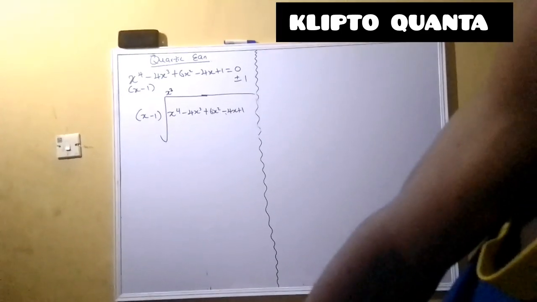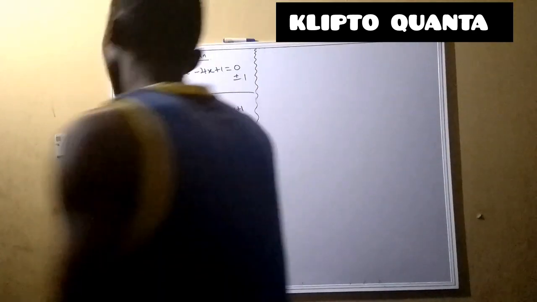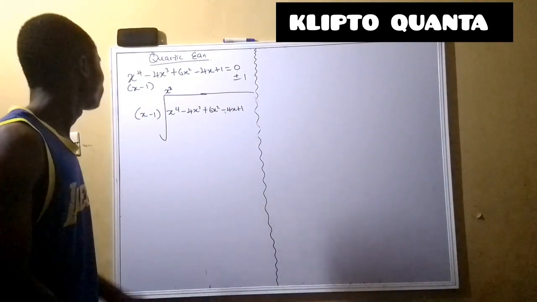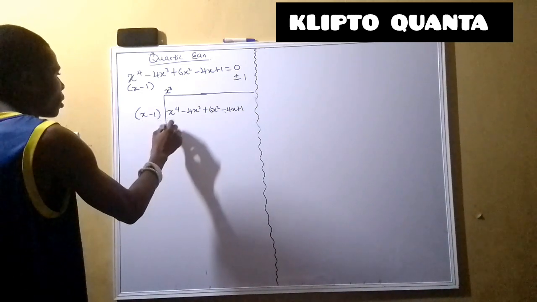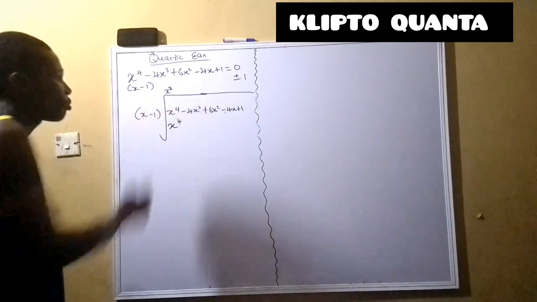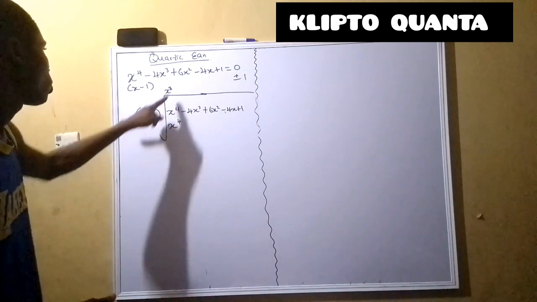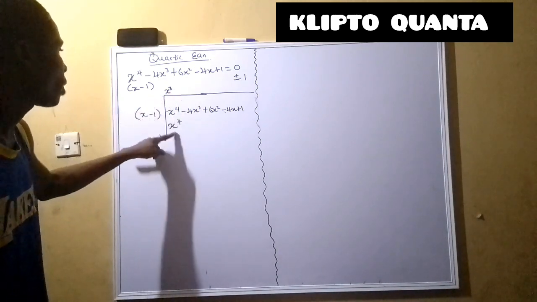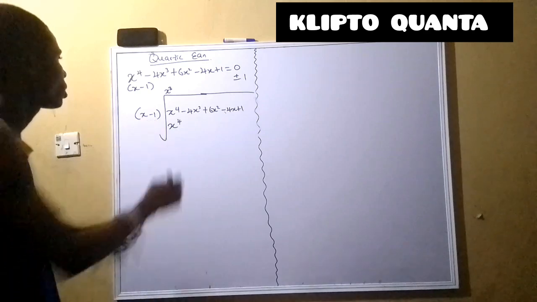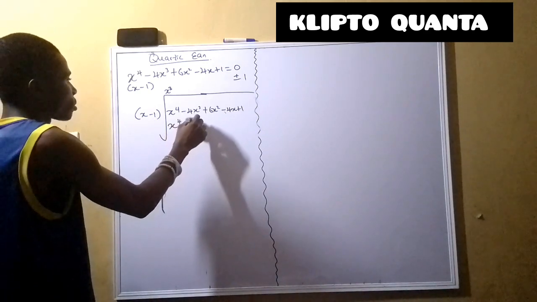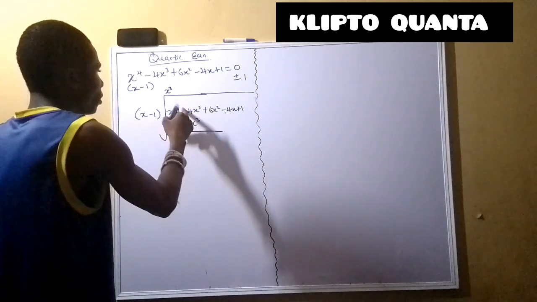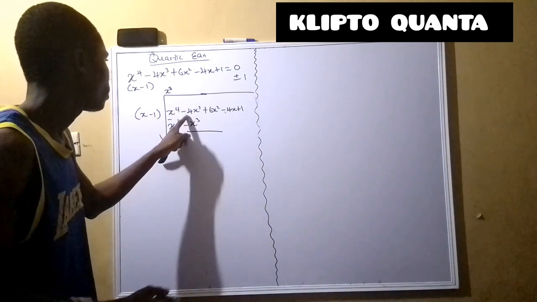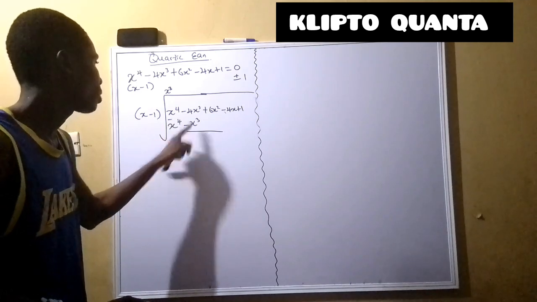Are you with me? Sorry, that was an alarm. You multiply this, and x cubic multiplies everything in the factor. So x to the power 3 times x gives x raised to the power 4, and x to the power 3 times minus 1 gives negative x cubic. Then you subtract them. This gives us 0. Minus times minus gives plus, so negative 4x cubic minus negative x cubic gives us minus 3x cubic.